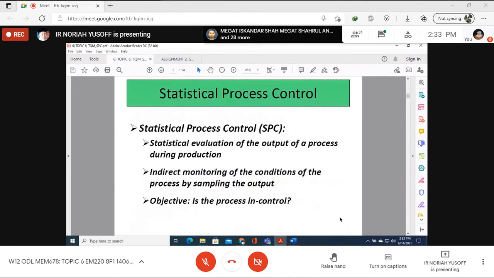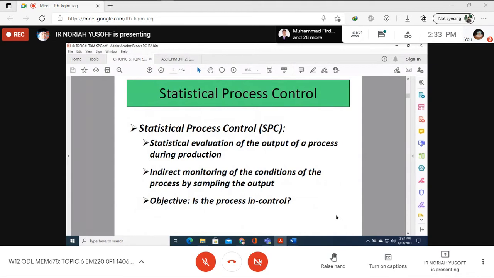Let's look at the example, then proceed with the following content. So SPC, or statistical process control, is a statistical evaluation of the output of a process during production. So the indirect monitoring of the conditions of the process by sampling the output. So indirect means that you are not measuring it directly from the machine.